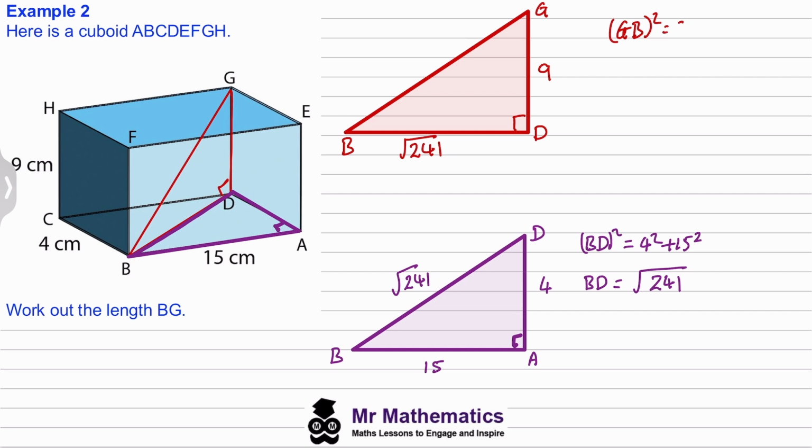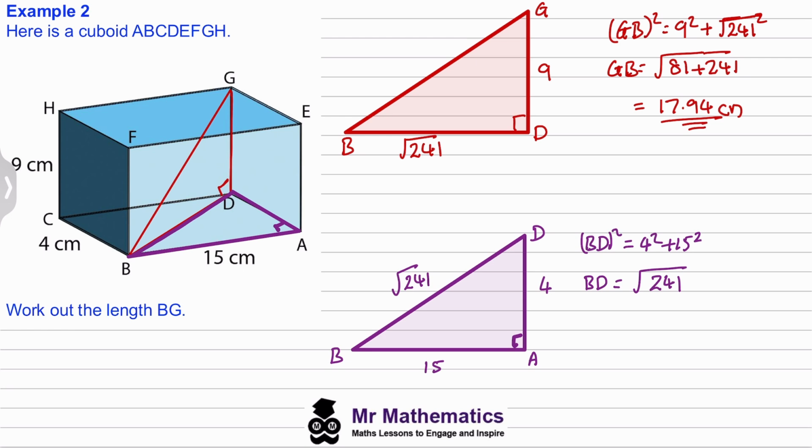This will be the 9 squared plus the root 241 squared. And when you square the square root, these will cancel. So GB will be the square root of 9 squared, 81, plus the 241. And when you work this out, we get approximately 17.94 centimeters. So this will be the length of G to B. Okay?